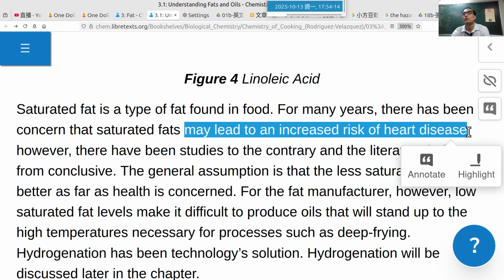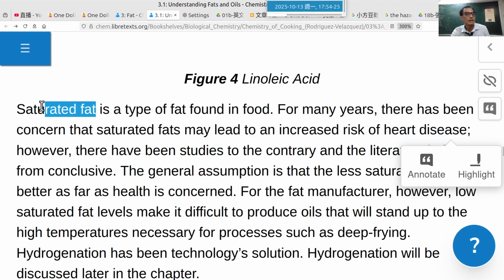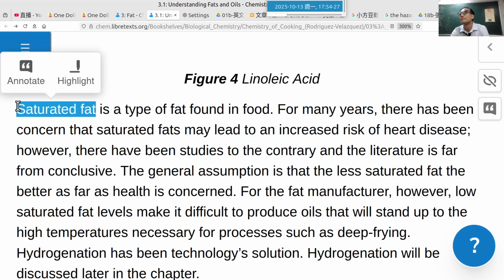Actually, there are two major types of plant oil that contain a lot of saturated fat. Can you guess that? Coconut, yeah, coconut. And how about the other one? Palm oil. Palm, yeah, right. The palm oil is the second one.